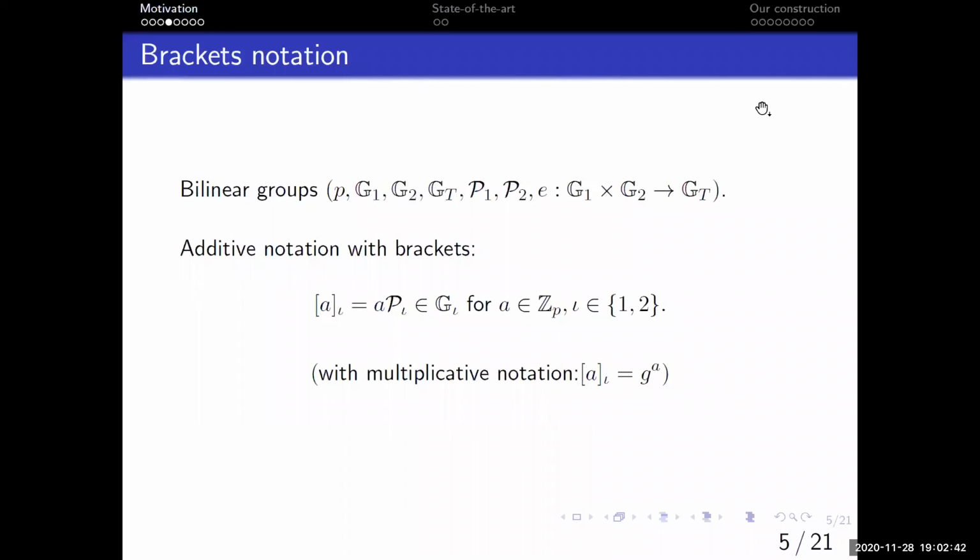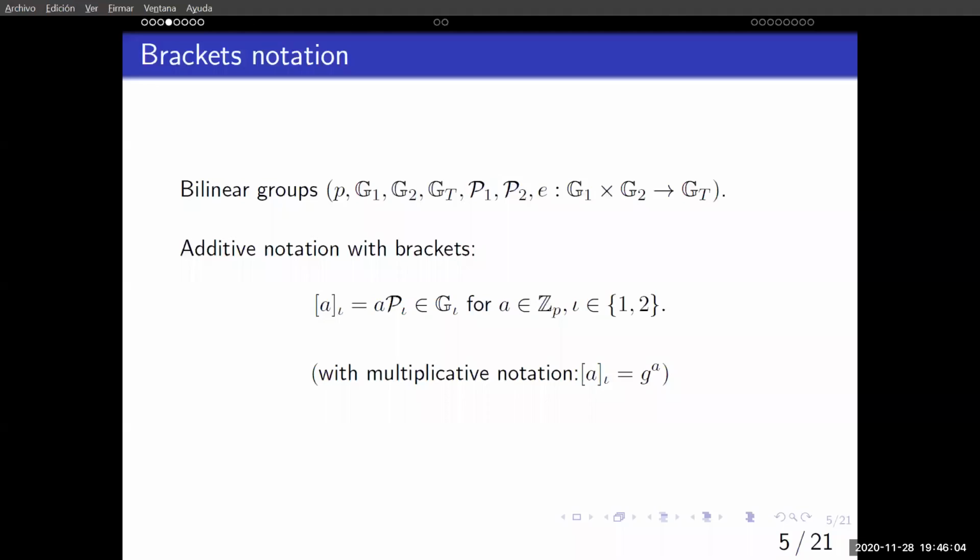SNARKs are defined in bilinear groups. We want to note here that we will use bracket notation for elements in the group. This notation is taken from elliptic curves, where the elements are points. If you want to compare with multiplicative notation, we will use the exponentiation to the generator instead of the addition.